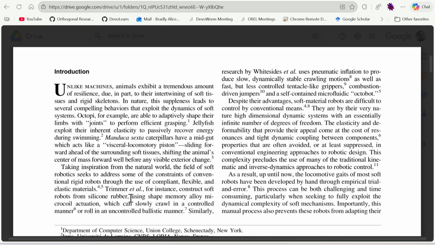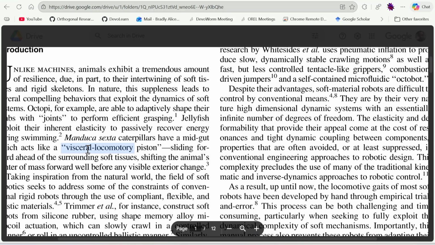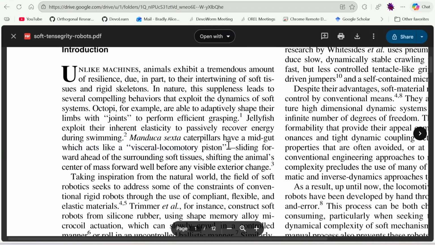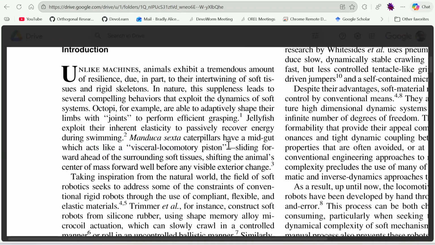Okay, so this basic problem of machines not being like animals in terms of how they can exhibit resilience. This is a common problem, I think, with artificial or machine systems, is that they just don't have the sort of resilience and variety that living systems do. In nature, the suppleness, and they define suppleness as the combination of soft tissues and rigid skeletons, leads to several compelling behaviors that exploit the dynamics of soft systems.